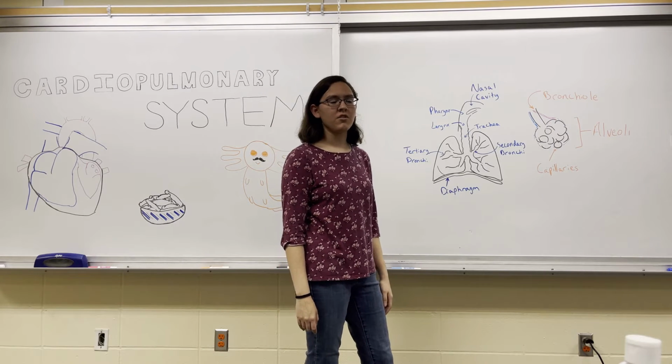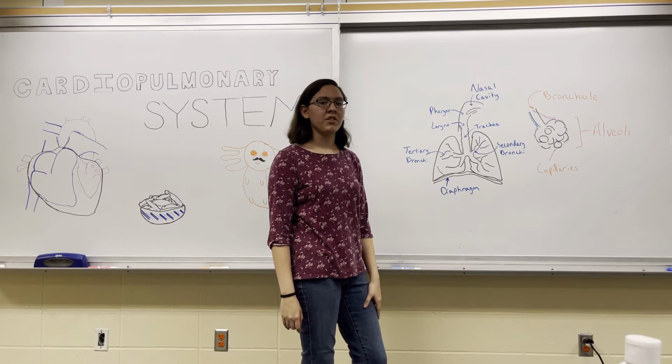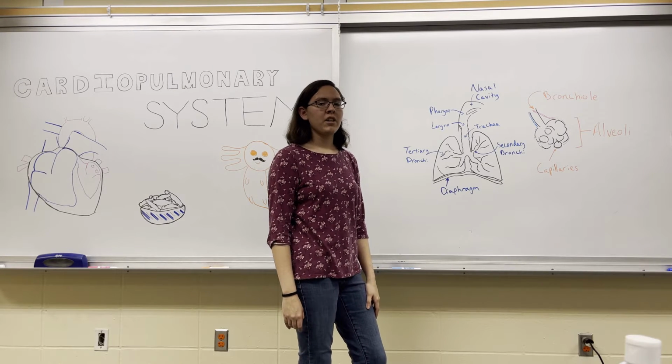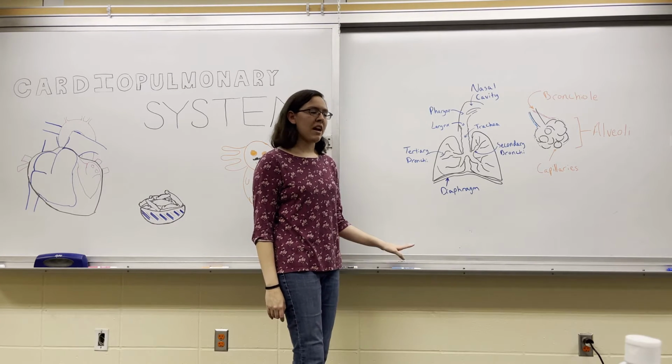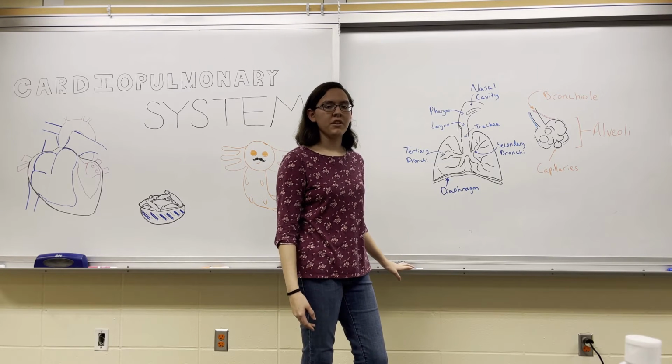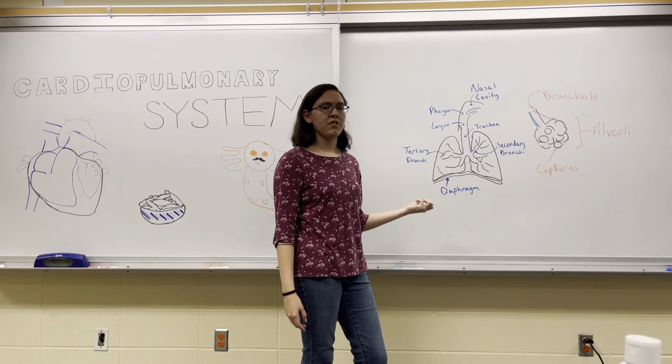Deoxygenated blood flows from the heart to the lungs. The lungs are organs of the respiratory system, and they function in gas exchange. For air to come into the lungs, the diaphragm contracts, increasing the air volume in the lungs and decreasing the air pressure. This pulls air into the lungs.